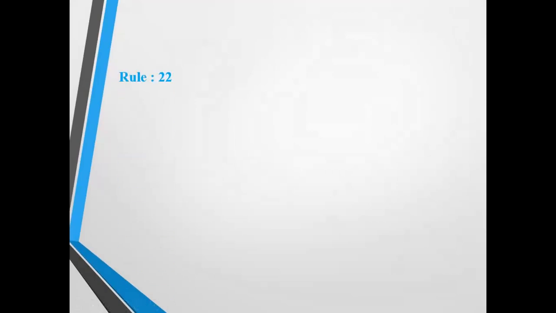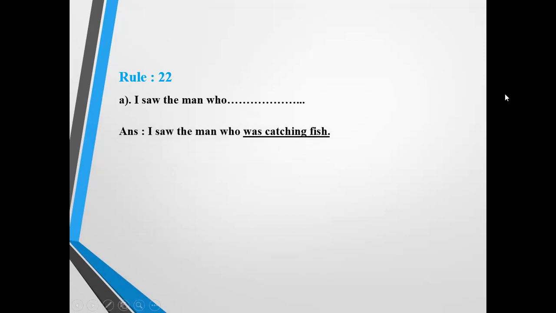Then rule 22. If there is a relative pronoun, who or that, in an incomplete sentence, then the verb is used according to the antecedent. Here, I saw a man who, the man is the antecedent and who is the relative pronoun. So the verb will be used according to the man. So the answer will be: I saw the man who was catching fish.